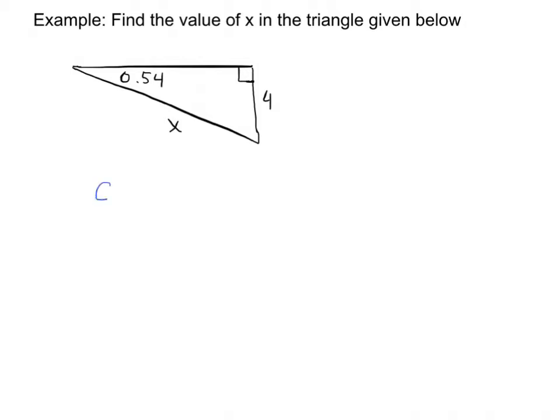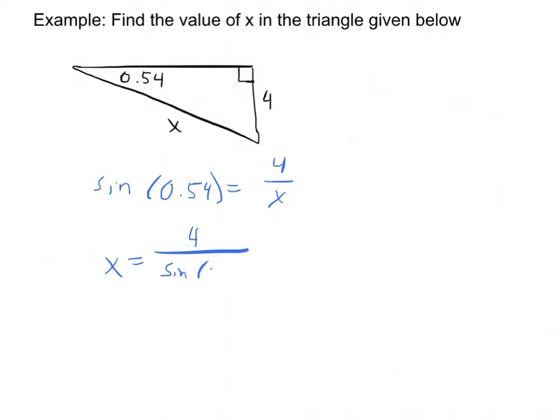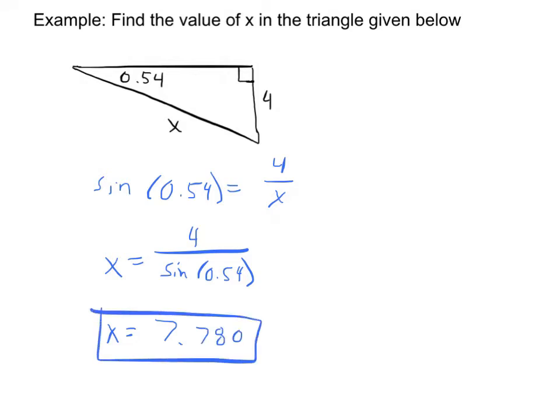You should have set up the idea that the cosine of 0.54 radians, oops, I'm sorry, not the cosine. That's the opposite side, so that's actually the sine. The sine of 0.54 radians is 4 over x. Just like we did last time, we can move stuff around. x equals 4 over the sine of 0.54. So x is equal to 4 divided by sine 0.54. I'm getting 7.780. So that's what I get for x.